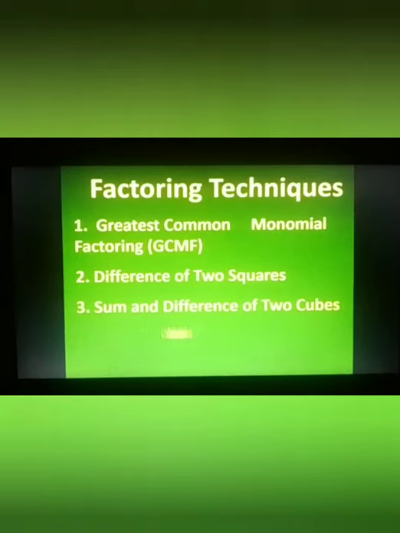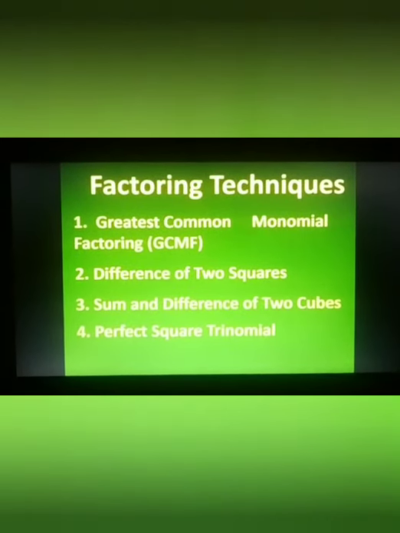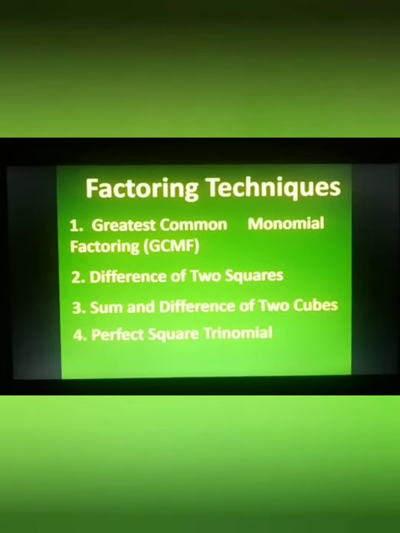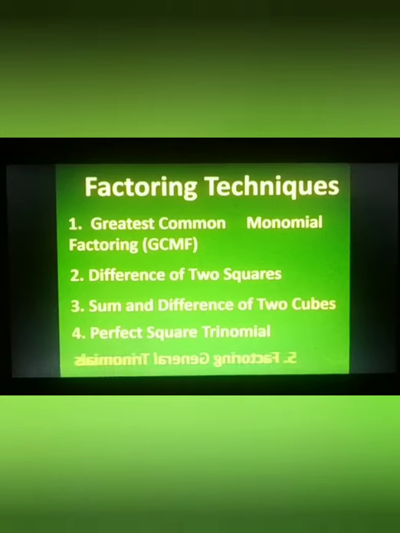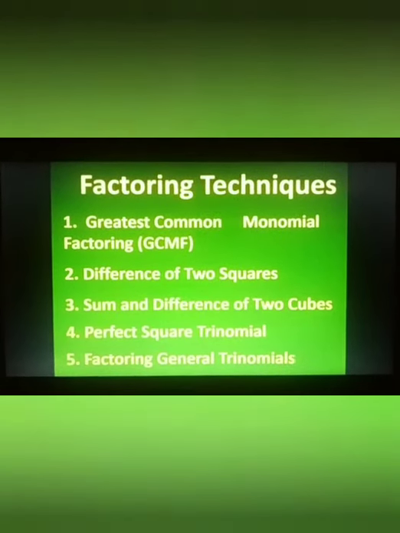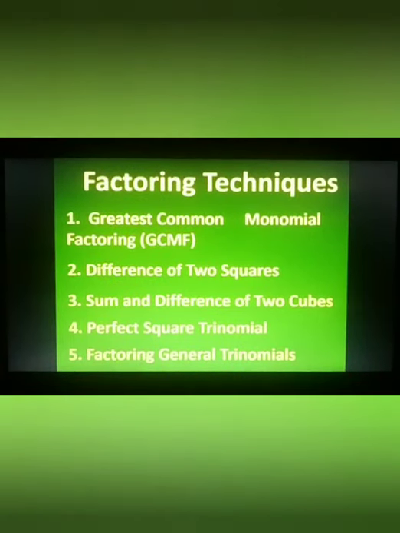Number 4, we have the perfect square trinomial. Ang given mo, trinomial, tatlo ka terms. Kag ang first and last terms are perfect squares. And the last is factoring general trinomials. Or the other name for this is trial and error. You try until you get the correct factors.